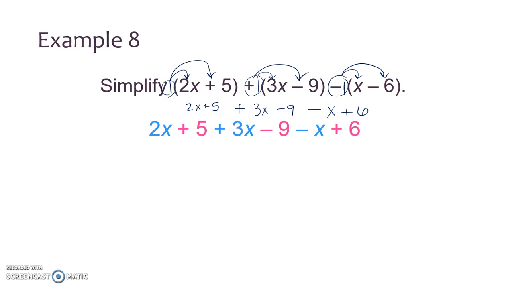And we've color-coded it so we can see our like terms. We have our x's, and we have our terms that do not have a variable in them. It's just the constants by themselves. So we have 2x plus 3x minus an x gives us 4x, and then 5 minus 9 plus 6 would be 2. So in simplified view, we see 4x plus 2, and that would be our final answer there.